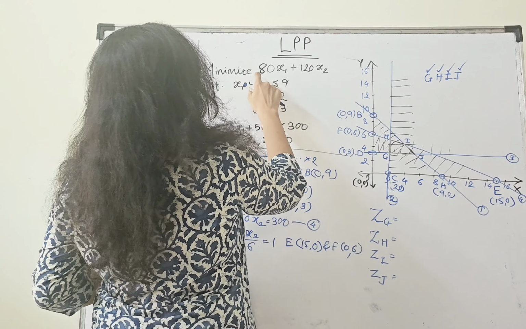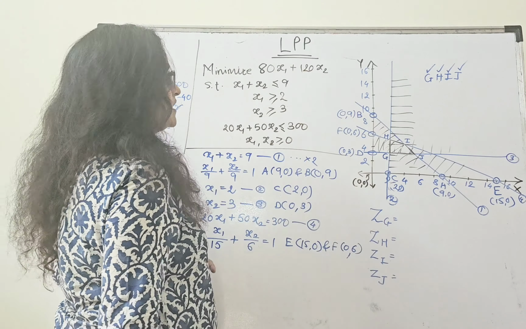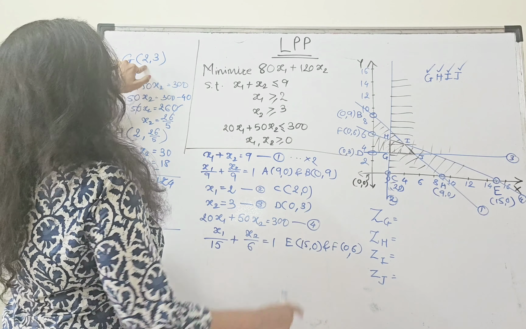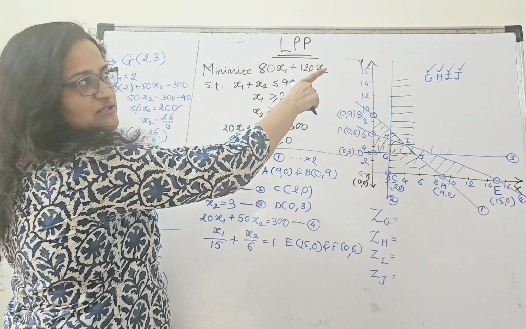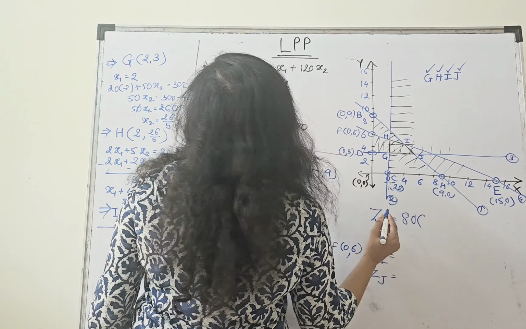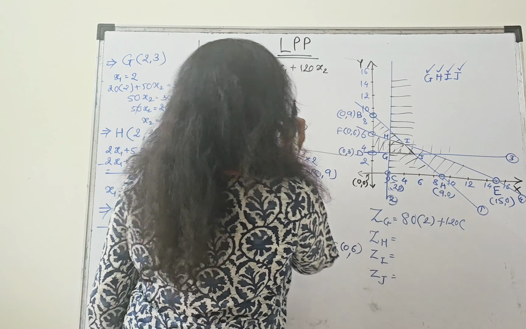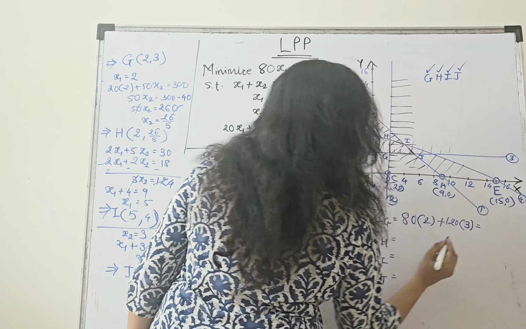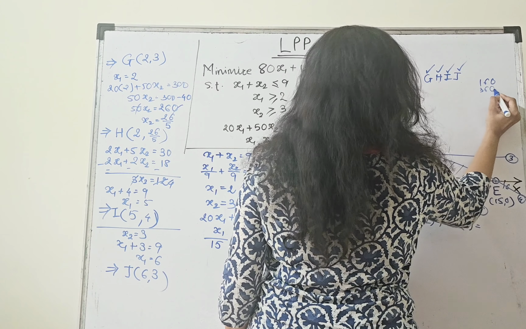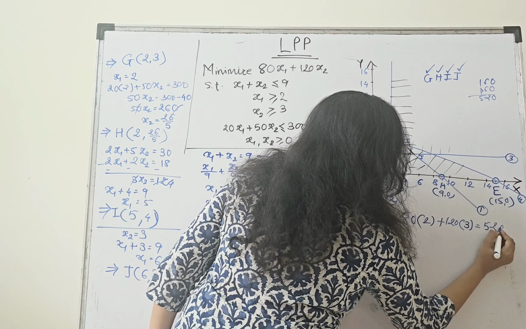So put these values in this equation. What is the equation? 80x1 plus 120x2. So ZG means whatever are the coordinates of G, you have to put those in place of x1 and x2. So that gives me 80 into x1, which is 2, plus 120 into x2, which is 3. That gives me 160 plus 360, correct? So that is 520.